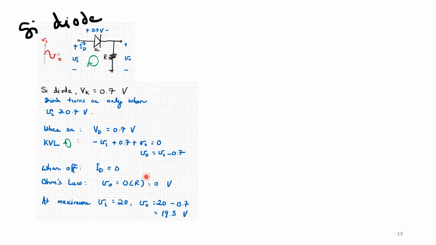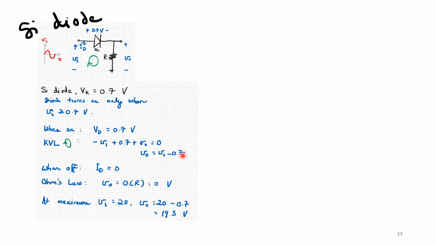Okay, and when it is off, meaning when you're at the negative cycle or any value below 0.7 volts, you can say that this diode turns off. It becomes an open circuit, therefore ID equals 0, and if we do Ohm's law, we get V out equals 0 volts. And if we consider maximum values, at maximum V in equals 20.